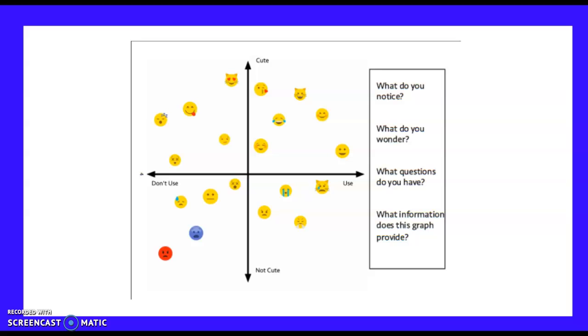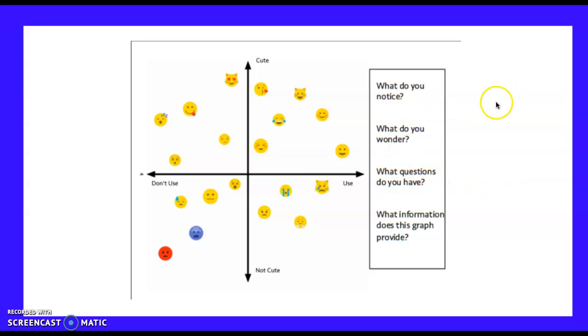They've already done a graph on emojis, so I'd like you to not do it on emojis. And if you notice, they have opposites. So they've made a cross, a grid, and they have on the top cute and on the bottom not cute. They're opposites. And then the opposites on the right and left are don't use and use. So it creates 4 different areas to put things into.